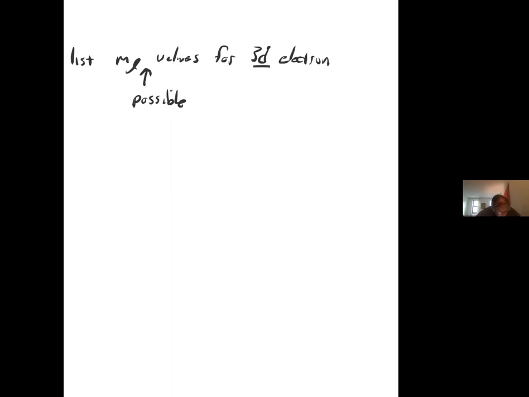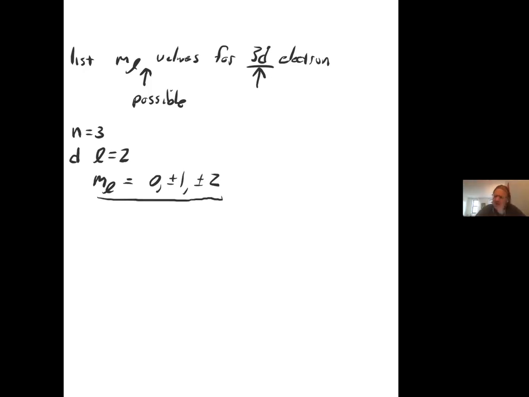So let's take a look. 3D, so we know that n equals 3, and then there's your D. So D is L equals 2, right? SPDF, 0, 1, 2, 3. So L is 2. So here's what we do. M sub L is 0, plus or minus 1, plus or minus 2. Be careful. M sub L goes all the way to plus or minus L, not L minus 1. It's the L that goes up to n minus 1, but the M sub L goes to plus or minus L. So since L is 2, we're going to stop at plus or minus 2.